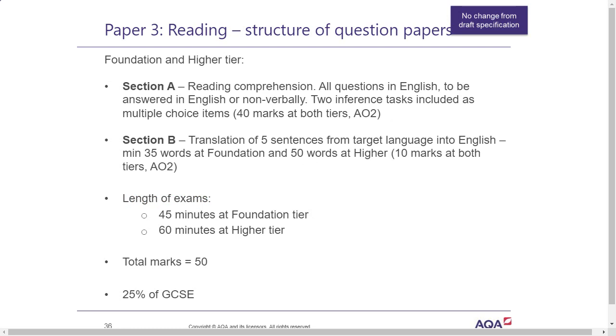We focused on building cultural capital and celebrating cultural diversity within the context of the reading stimulus text to inspire and broaden students' knowledge of the target language speaking cultures and communities. Translation is in sentences rather than a passage at both tiers to make the task more accessible, and it also means students are less likely to miss words out as they may do when the text is presented as a passage. We're the only exam board to have sentences for the translation at higher tier.